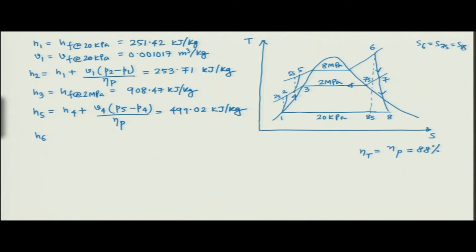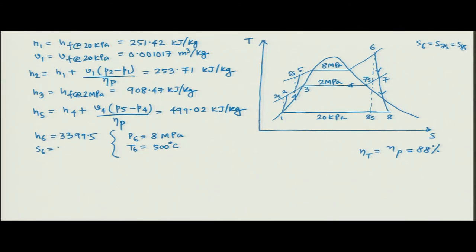So for that we know what is the condition. We know that p6 is 8 megapascal and T6 is 500 degree centigrade. Corresponding to this we can find what is H6. So H6 is 3399.5 kJ/kg. Sometimes I will not write down the unit, but you always write it.